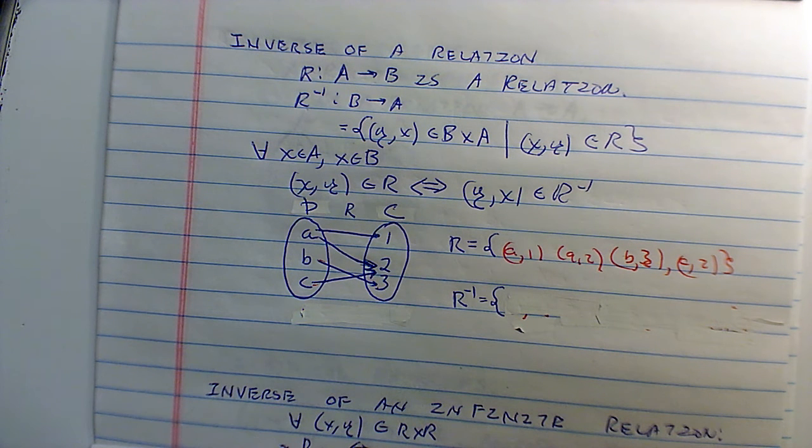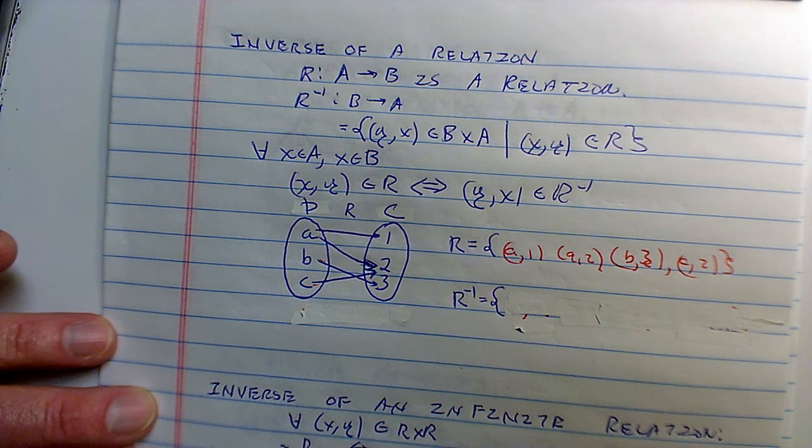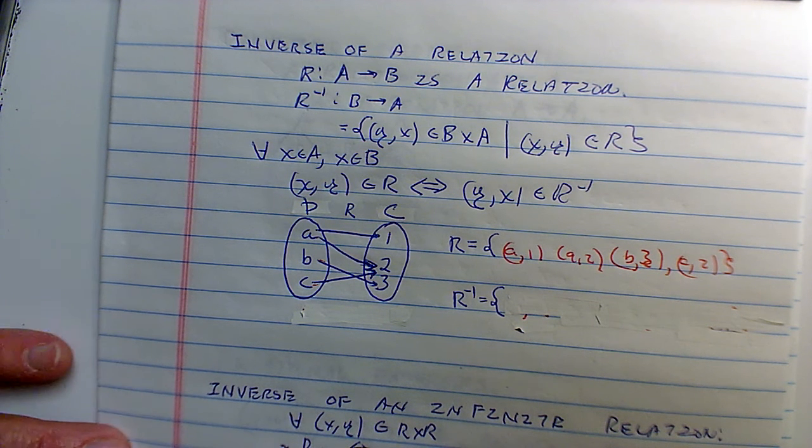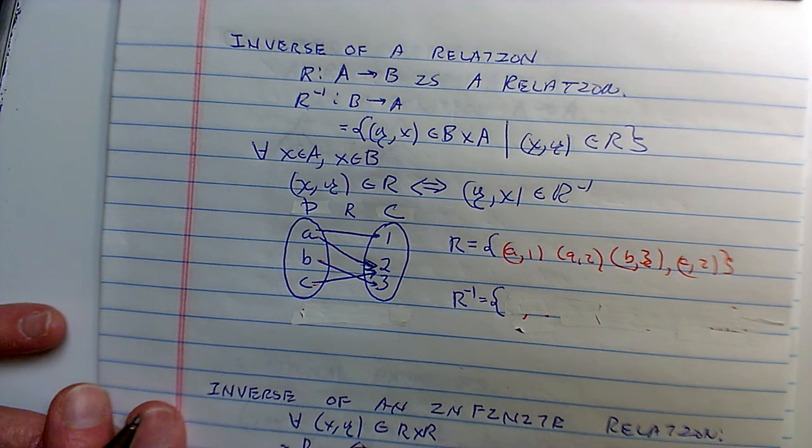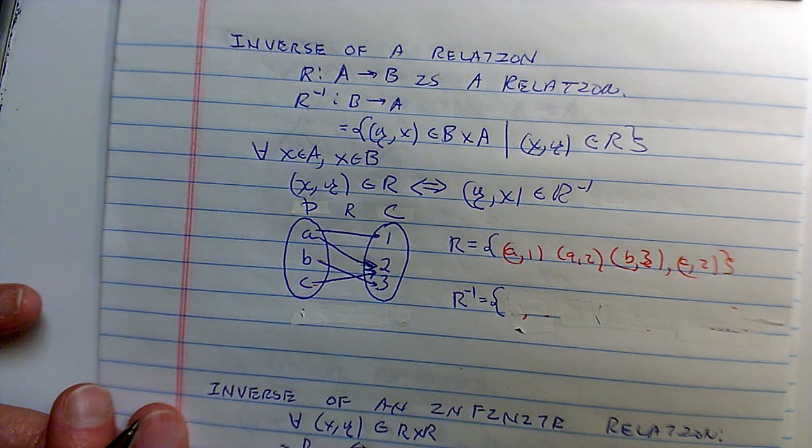In Chapter 7, we looked at the inverse of a function, and we saw that not all functions had inverses. In fact, only functions that were one-to-one and onto, meaning there was a one-to-one correspondence, only those functions had inverses. But there's a more general term of the idea of inverse dealing with relations, and every relation has an inverse.